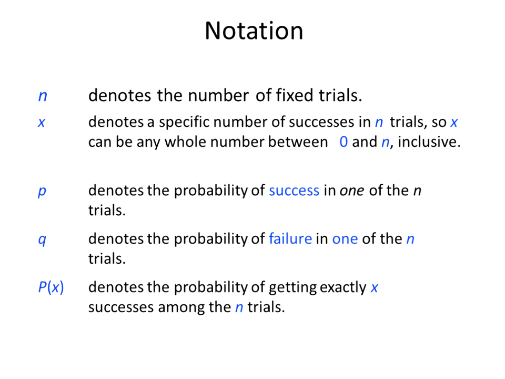Okay, good. All right. So here's some more notation. So N, again, is the number of fixed trials. X is the specific number of successes. So X is the specific number of successes in the N trials. X is going to be a whole number between 0 and N. So it's the specific number of successes you're getting in those N trials. P is the probability of a success. Q is the probability of a failure. And then P of X is the probability of getting exactly X successes among N trials.